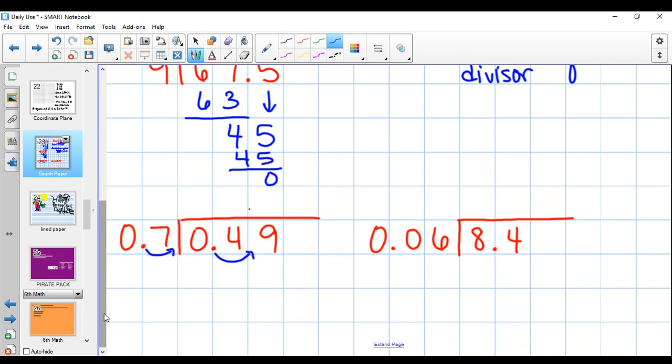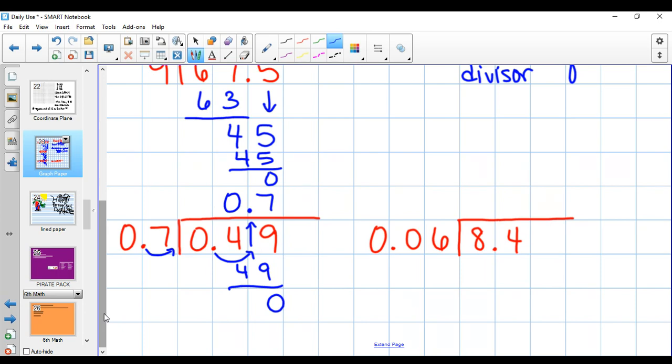Now I move it straight up. So I'm going to move it to the right and then straight up. Now, how many times will 7 go into 4? 0. How many times will 7 go into 49? 7. 7 times 7 is 49. That problem is done. My answer is 7/10.